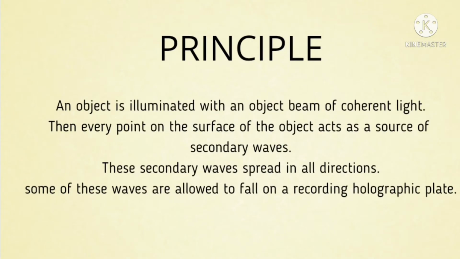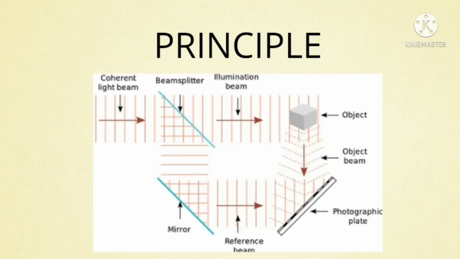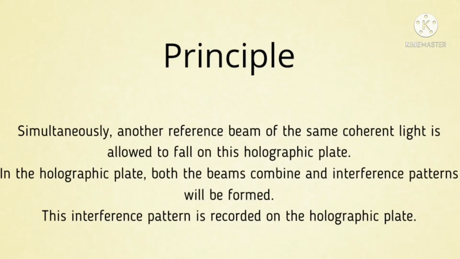Principle: an object is illuminated with an object beam of coherent light, then every point on the surface of the object acts as a source of secondary waves. These secondary waves spread in all directions. Some of these waves are allowed to fall on a recording holographic plate. Simultaneously, another reference beam of the same coherent light is allowed to fall on this holographic plate.